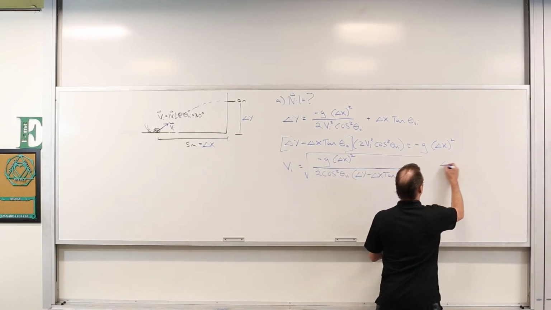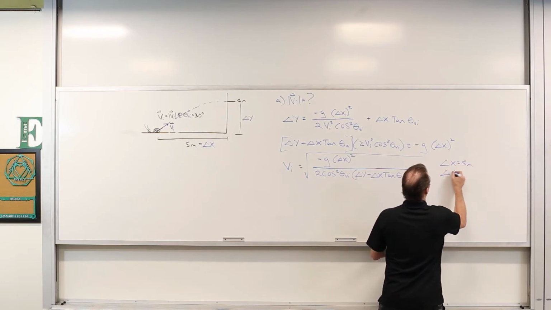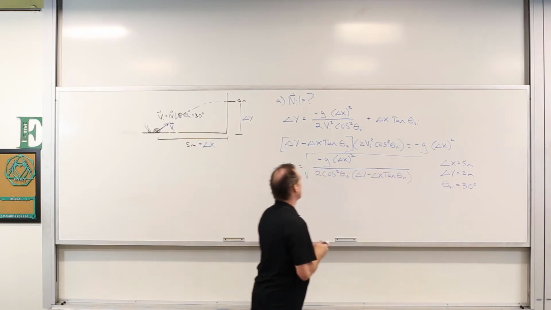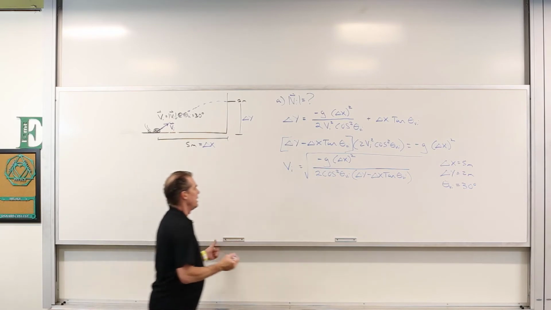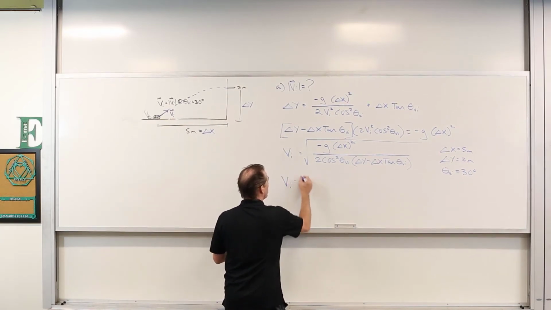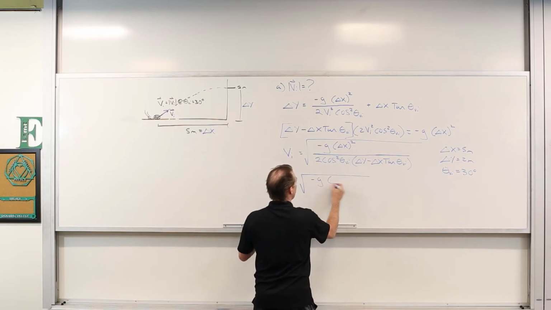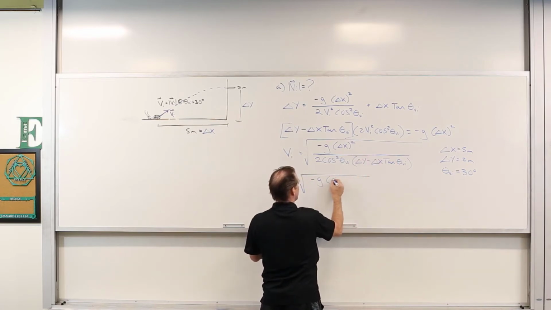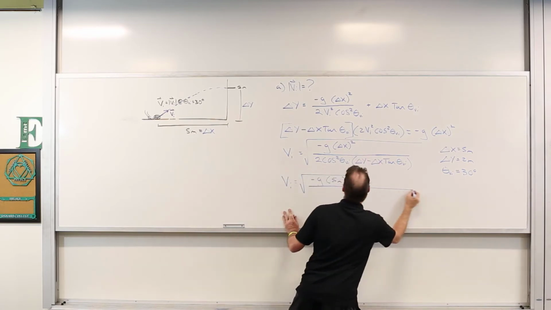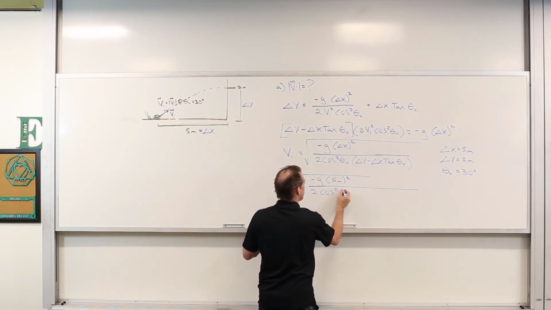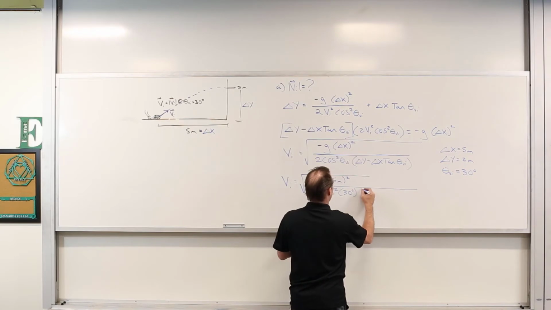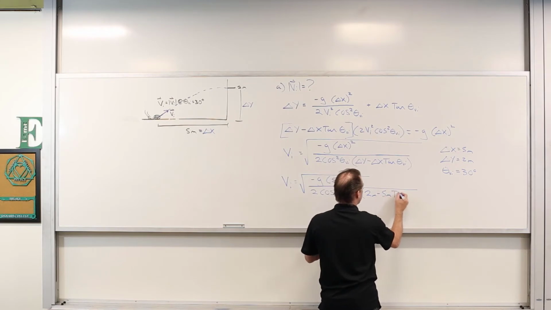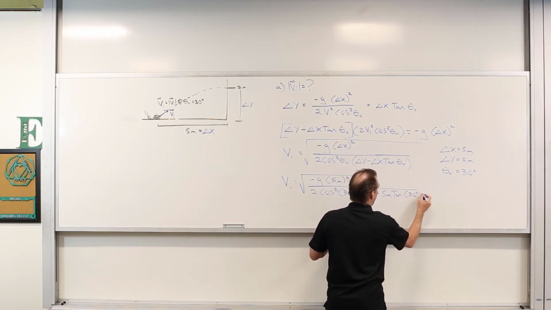So what do we have? Again, we've got that delta x is equal to 5 meters, delta y is equal to 2 meters, and theta v initial is equal to 30 degrees. We can start putting all this stuff in there, and we'll do just that. V initial is then equal to the square root of negative g multiplied by 5 meters quantity squared, divided by 2 times the cosine squared of 30 degrees multiplied by the quantity of 2 meters minus 5 meters times the tangent of 30 degrees.